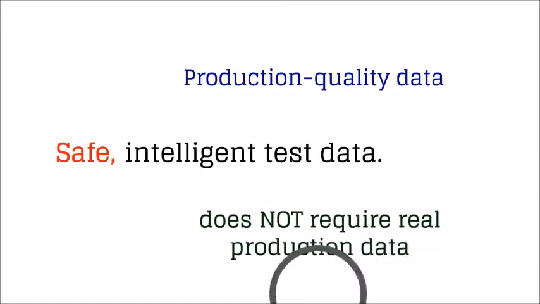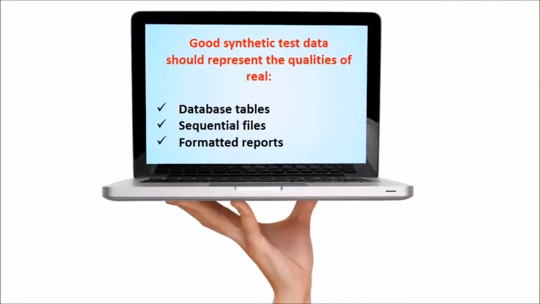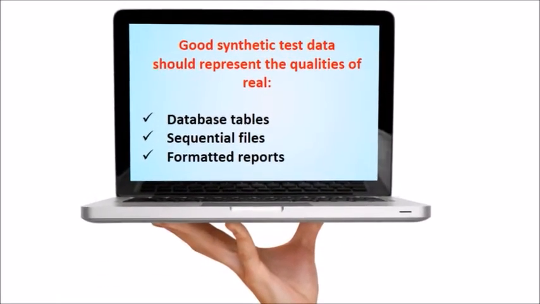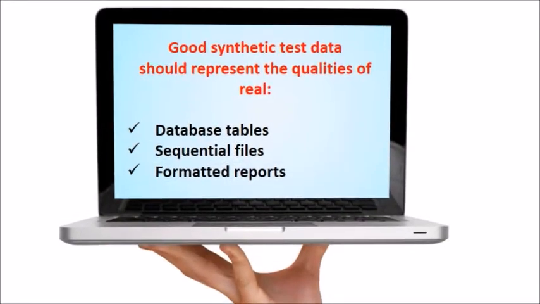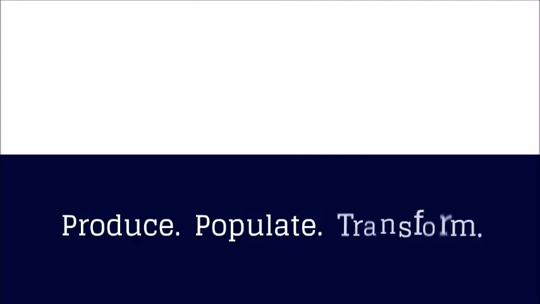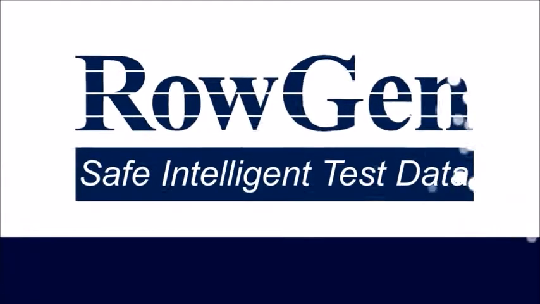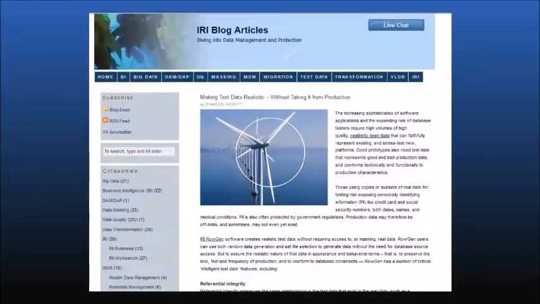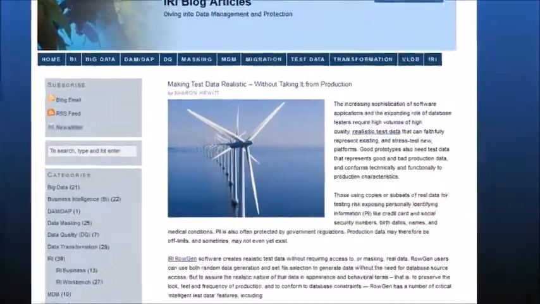The best solution is one that produces safe, intelligent test data that reflects production data realistically but does not require real production data. That means synthetic data that represents all the qualities of real database tables, sequential files, and formatted reports. The only product that can guarantee this realism, plus produce, populate, and even perform transformations within humongous test targets quickly, is IRI RowGen. How does RowGen deliver realism without real data?